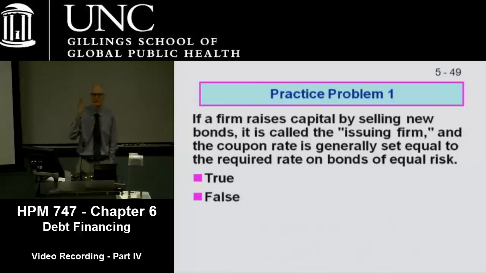So if the yield to maturity is greater than the coupon rate, that tells you the interest rates have gone up since the bond was issued. And therefore, the bond is selling at a discount. If yield to maturity is less than the coupon rate, that tells you that since the bond was issued, interest rates have gone down, and the bond is now selling at a premium.